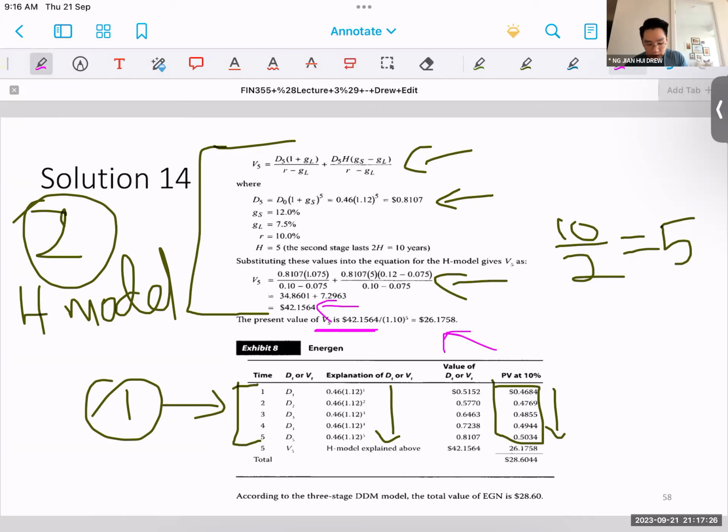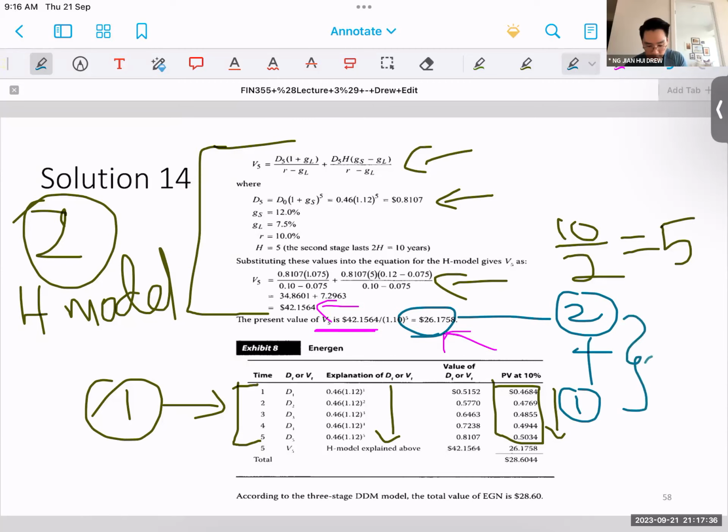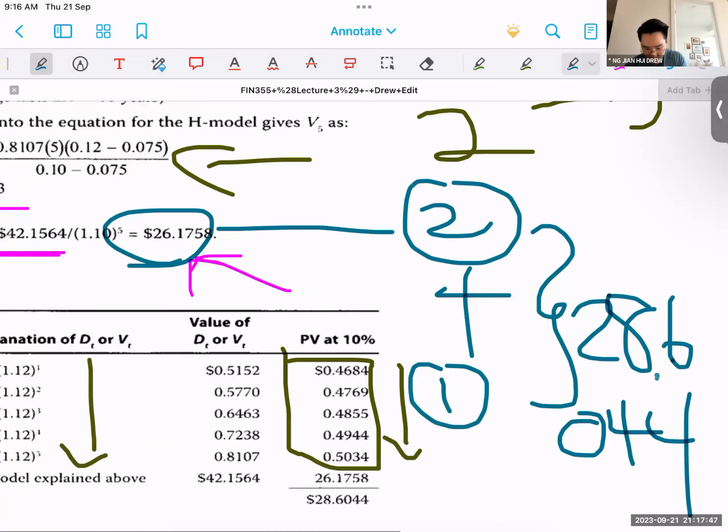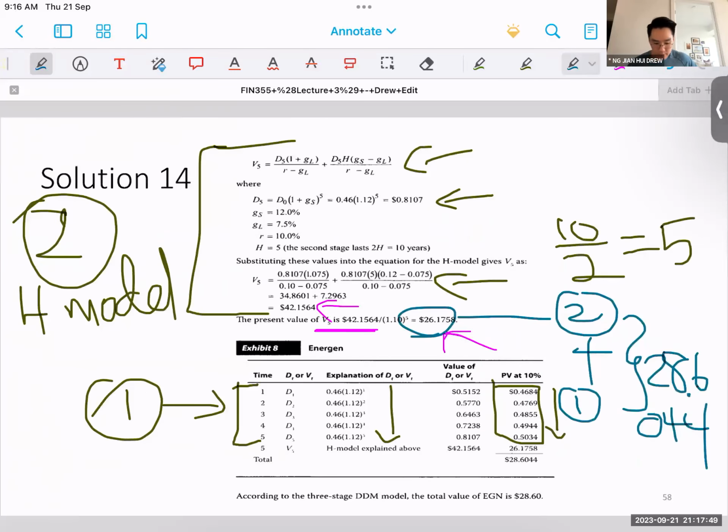And what do we do now? We just take this, part 2, and this is part 1 here, and add them together. This should give you your valuation of 28.6044. Any questions for this?